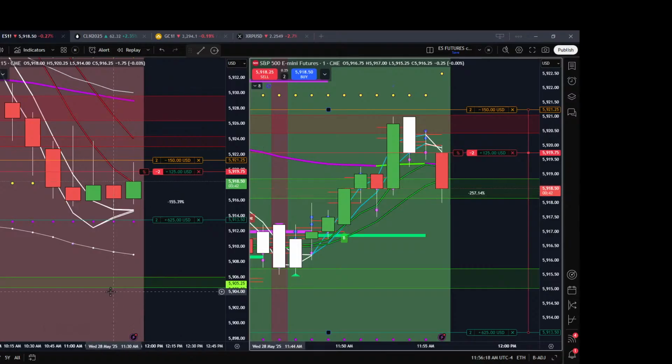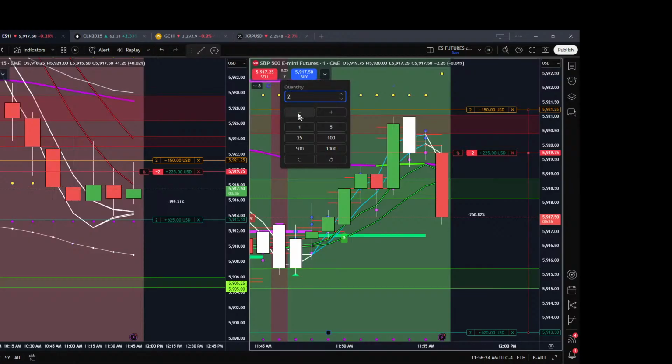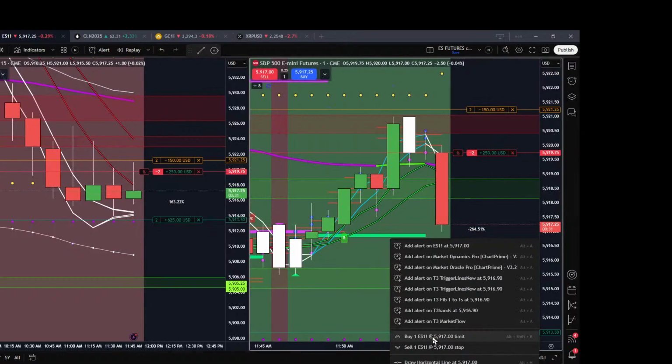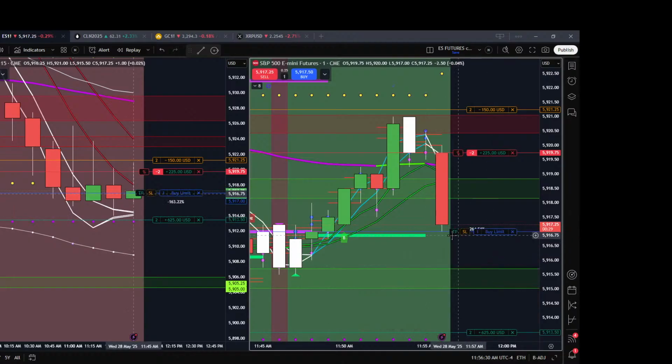This zone right here could create a bounce. If you wanted to take partials off, you could drop that down to 1, and you could just put buy ES1, take your partial trade off. There we go. So that was your trend trade, guys.